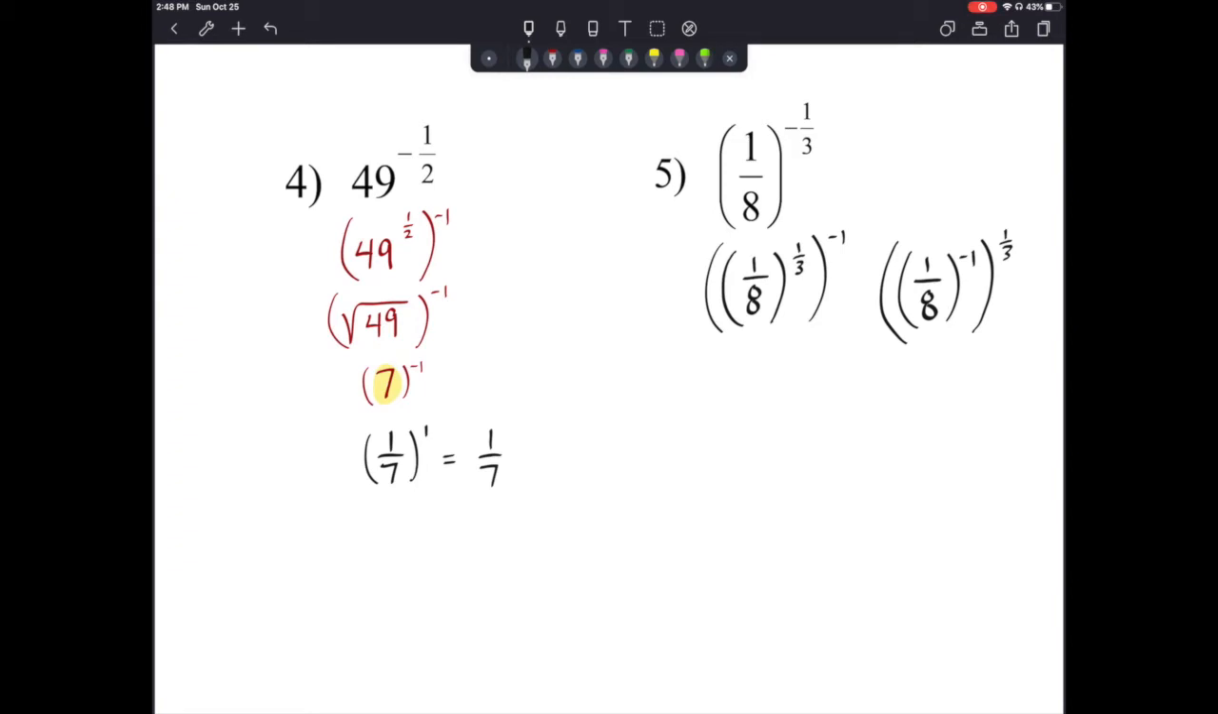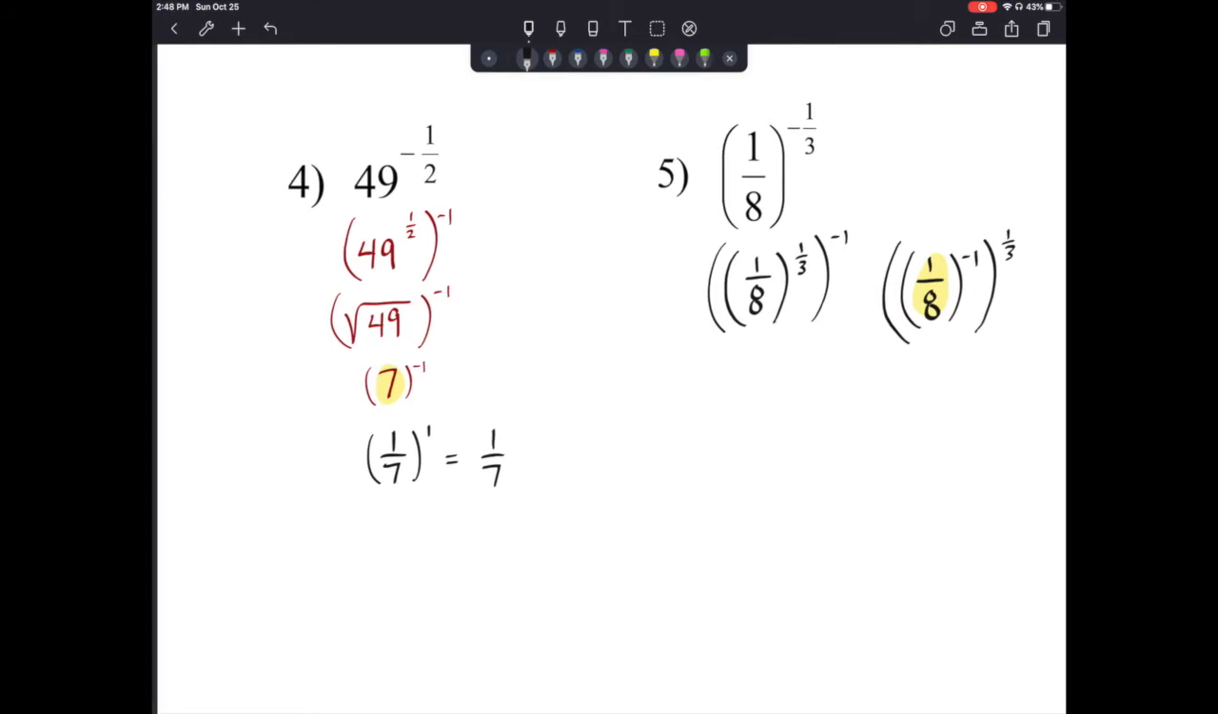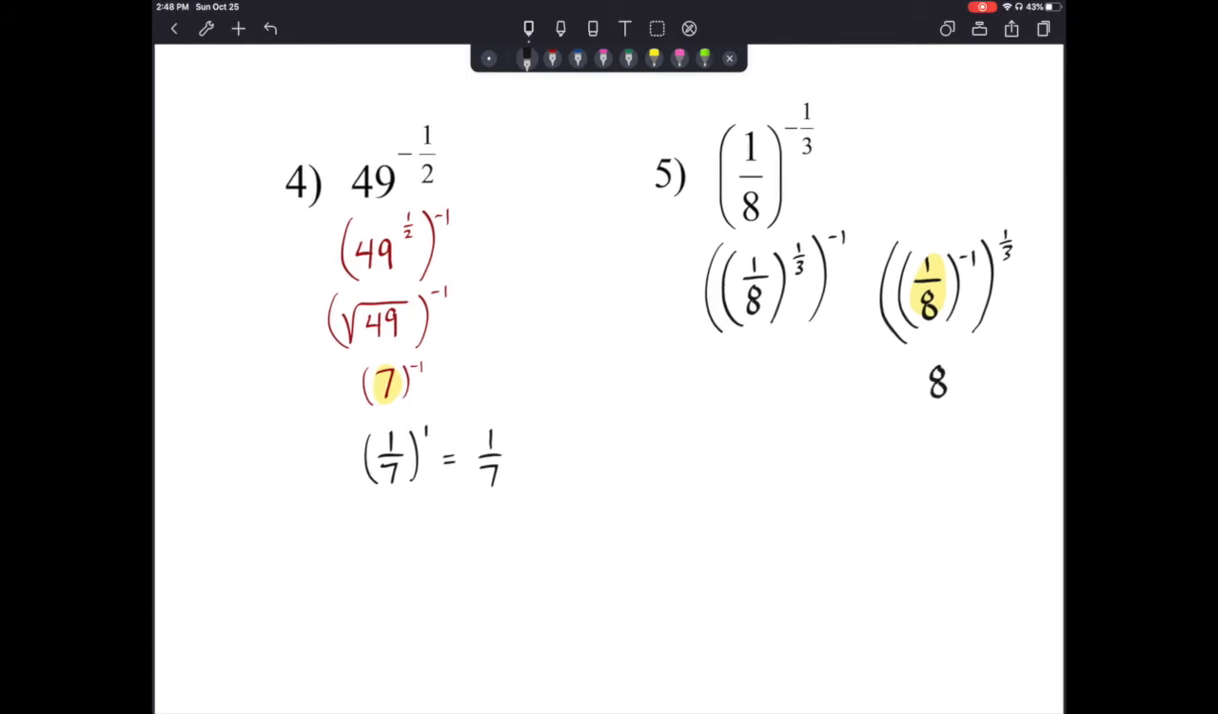How does this help us? Well, remember, if our base is 1/8 and we're raising it to that negative first power, that's going to allow us to take the reciprocal. So now it's like 8 to the first power, right? And so if I have 8 to the first power and I'm raising that to the 1/3 power, I know that's like saying the cube root of 8, which we know is going to be 2, right? 2 times 2 times 2 is 8.